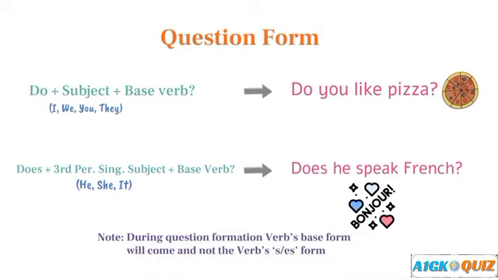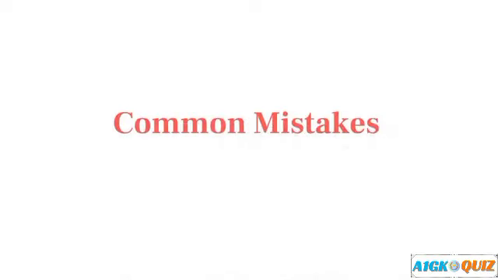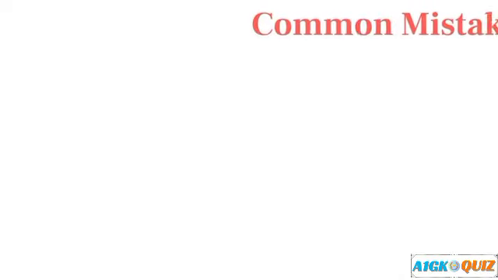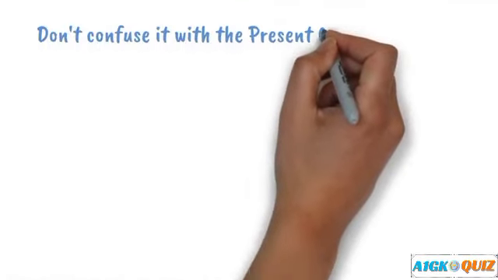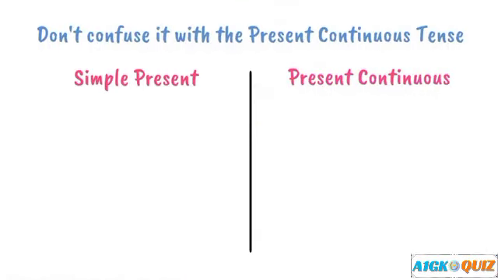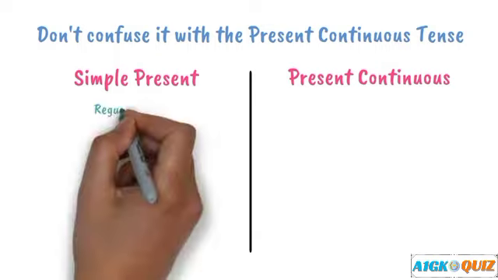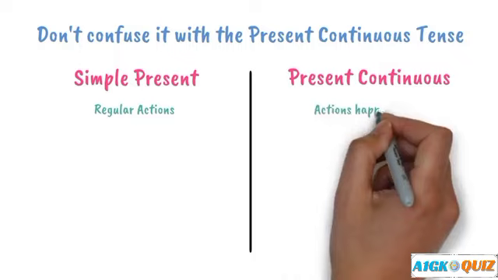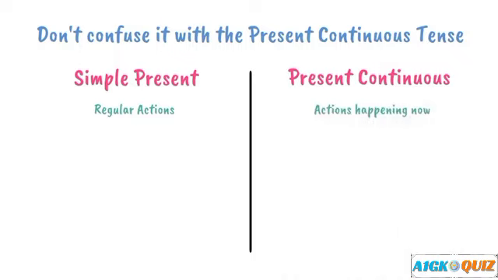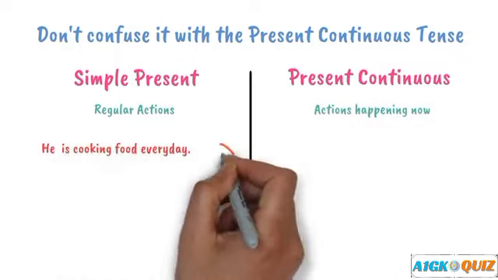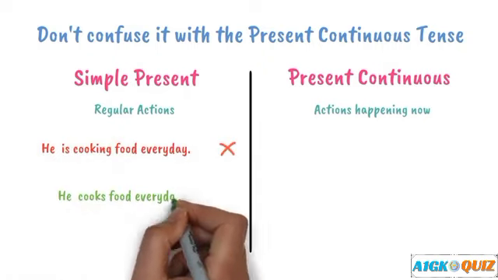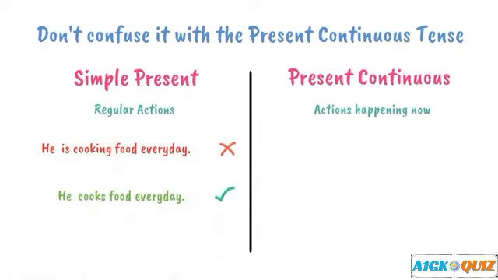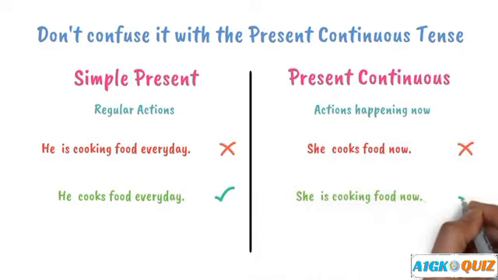We have got enough understanding of simple present tense now. However, there are common mistakes that we generally make while framing simple present tense. Number 1, don't confuse it with the present continuous tense. The simple present tense describes regular actions or habits, and present continuous tense describes actions happening right now. So instead of saying he is cooking food every day, say he cooks food every day. Similarly, instead of saying she cooks food now, say she is cooking food now.